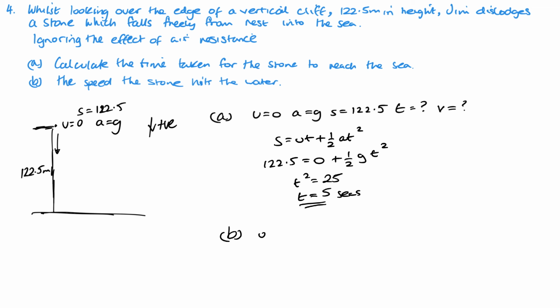Part B, we're going to take the same things and we're obviously finding v in this case. So we've got v, u, a and s. So v squared equals u squared plus 2as.